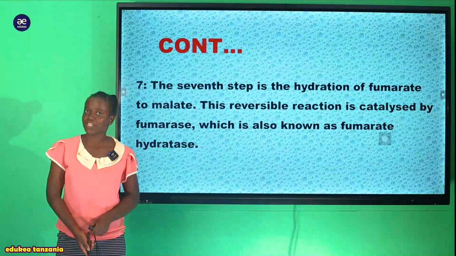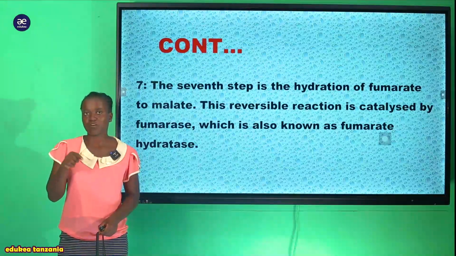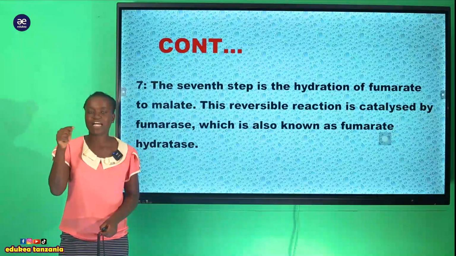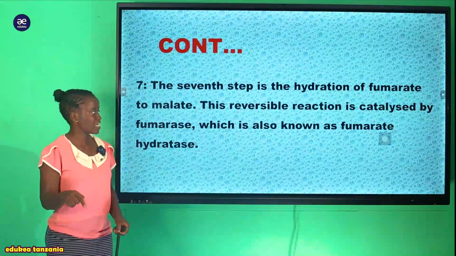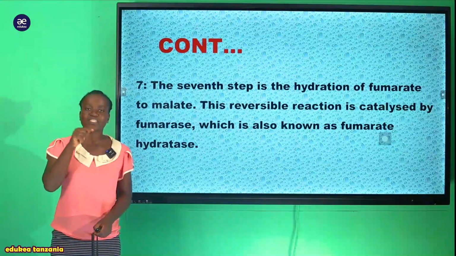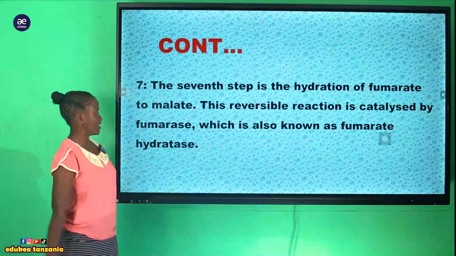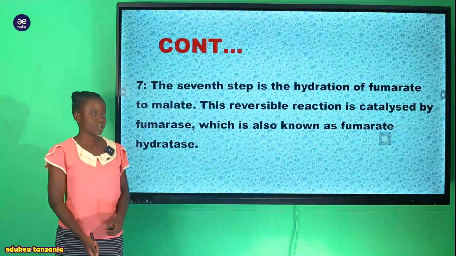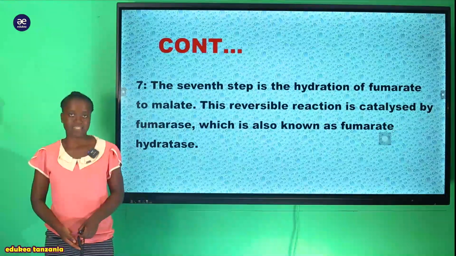You know that any kind of reaction which involves hydration means that there is addition of water. So we add water to the fumarate so that we can form malate, and that reaction is controlled by an enzyme. The enzyme which facilitates the conversion of fumarate to malate is known as fumarate hydratase, or fumarase. So you can write fumarase, or you can write it as fumarate hydratase.